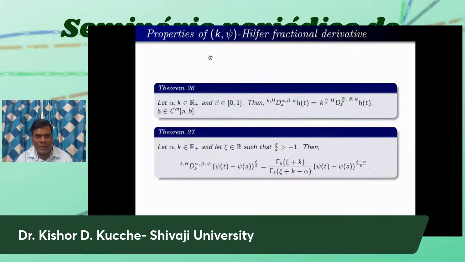Now, these are the properties related to the k-psi Hilfer derivative. So first, this property says that your k-psi Hilfer derivative is written in terms of the psi Hilfer derivative of order alpha by k, with this additional parameter k raised to alpha by k. Okay, there is a derivative for the power function when this zeta minus xi by k must be greater than minus 1.